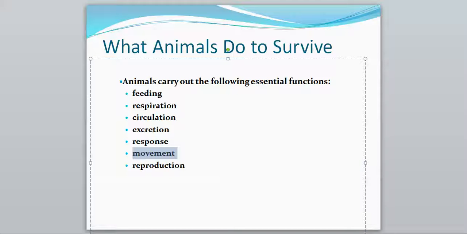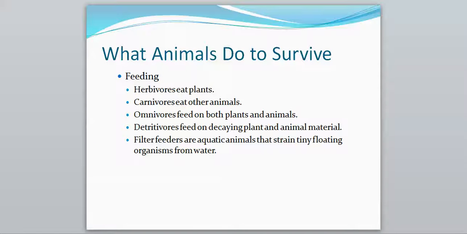Okay, sorry about that. Movement and reproduction. And so we're going to take a look at the first one, being feeding. Feeding just starts out with herbivores eat plants, so that's pretty simple. Carnivores eat other animals, hopefully we already know this. And omnivores will feed on both plants and animals. Those three words I think you've probably all heard before.